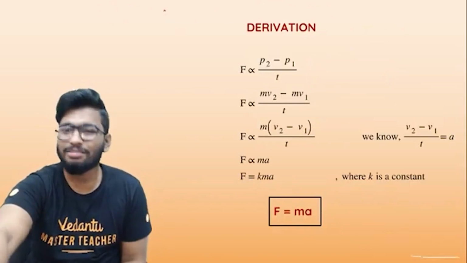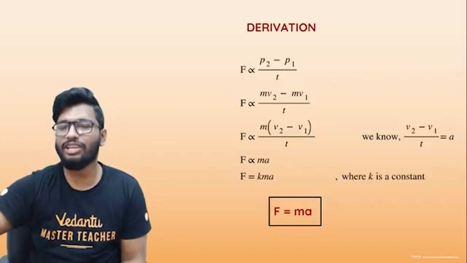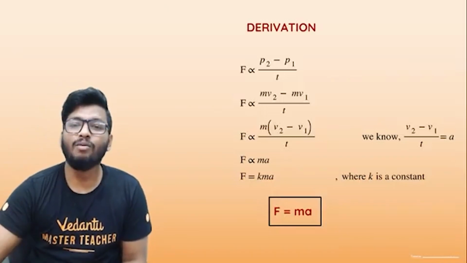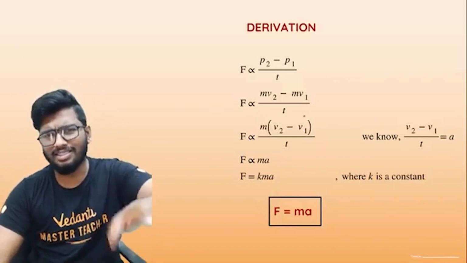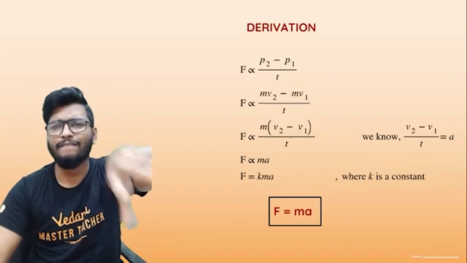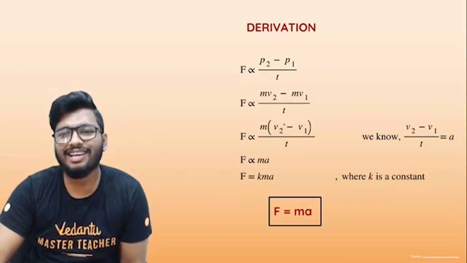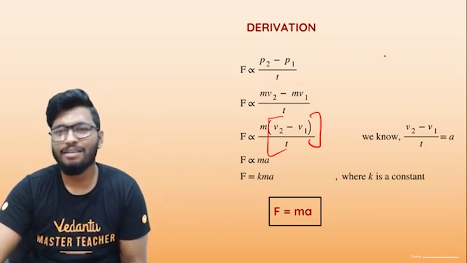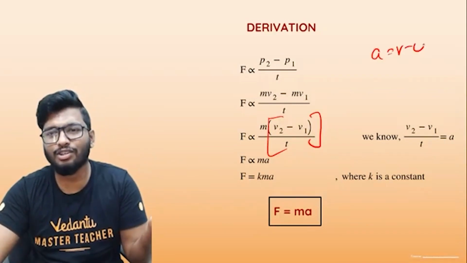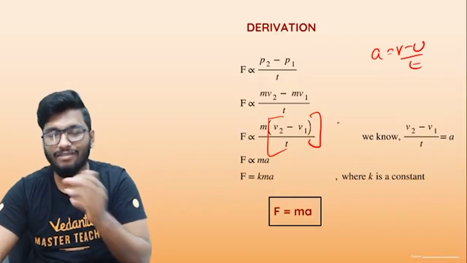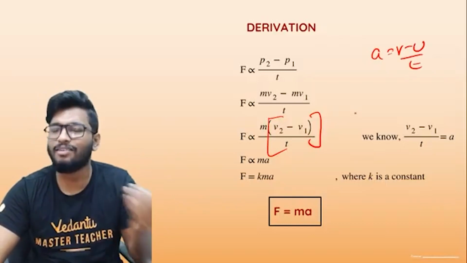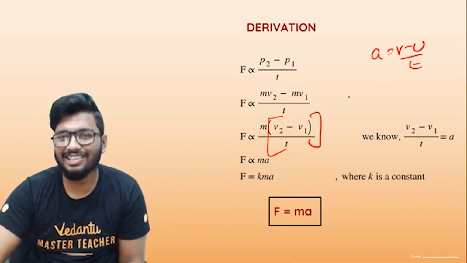So substitute those values over here. We'll get MV2 minus MV1 divided by T. Now M is common because the mass is the same, so we'll take the mass outside. So we'll get M times V2 minus V1 divided by T. Now what is V2 minus V1 divided by T? That is nothing but acceleration, because the formula of acceleration is V minus U by T. V2 is the final velocity, V1 is the initial velocity, divided by time taken. So that is acceleration.